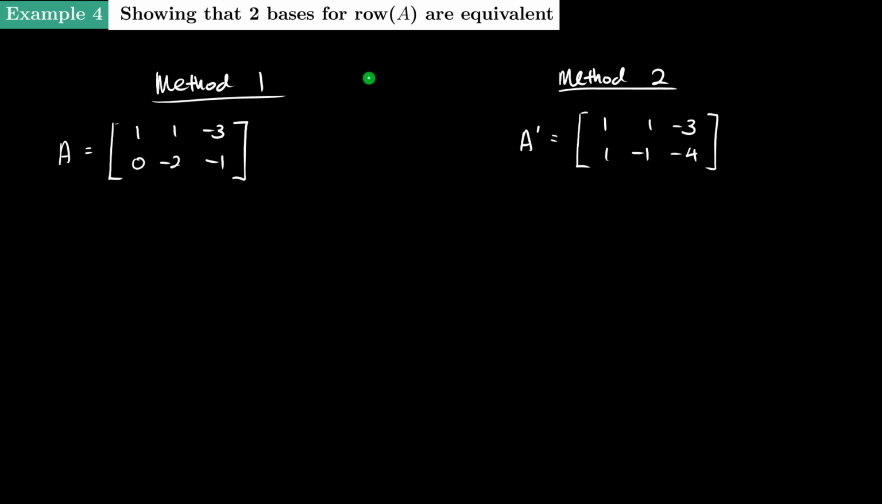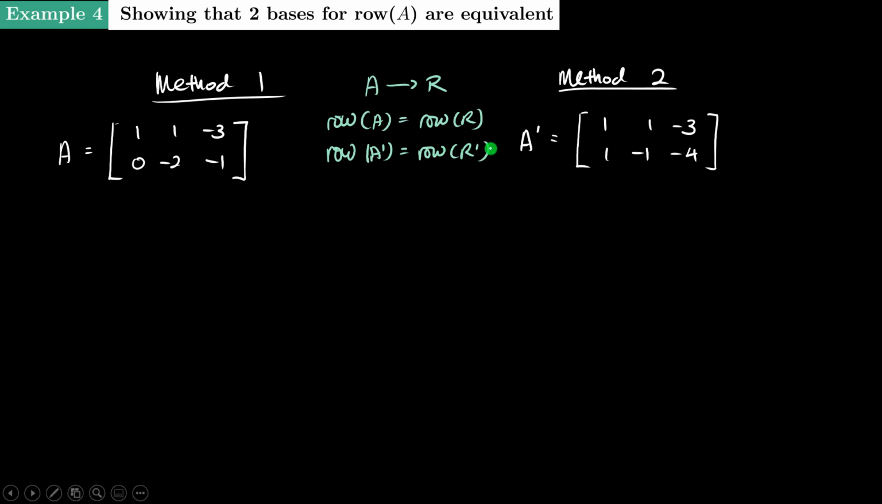Now recall that for a certain matrix that has been reduced from A to R, where R is the row echelon form, the row space of A is equal to the row space of R. And also for this matrix A prime, if this can be reduced to a certain row echelon form R prime, then we can also claim that the row space of A prime is equal to the row space of R prime. Now, if we can show that the R and the R prime here are the same, then this would mean that the row space of A is equal to the row space of A prime. And we would have shown that the two bases for the row space of A are equivalent.